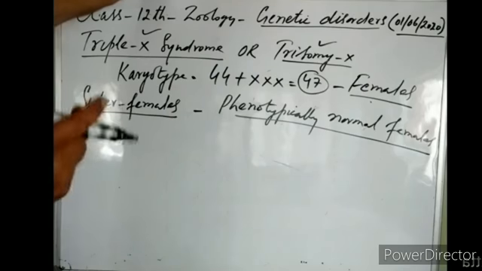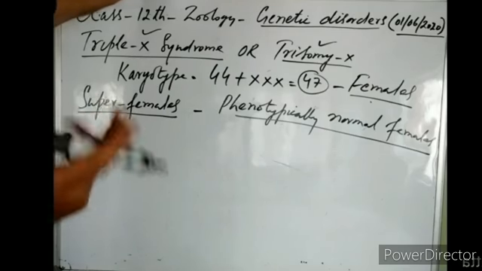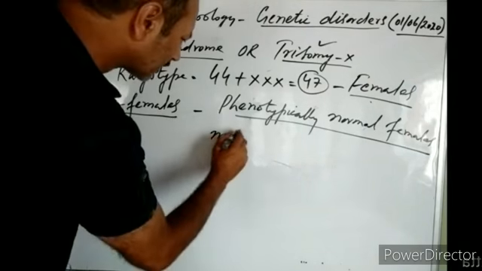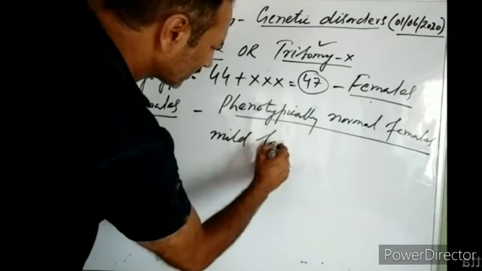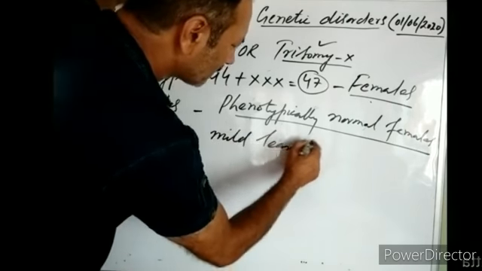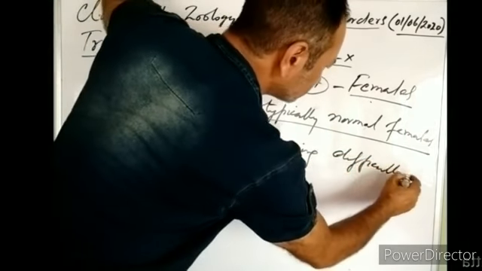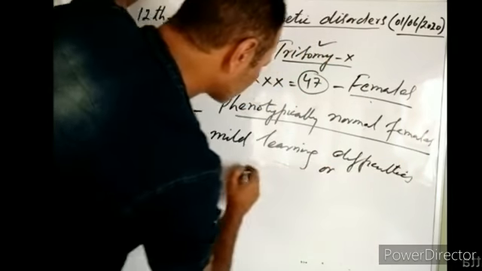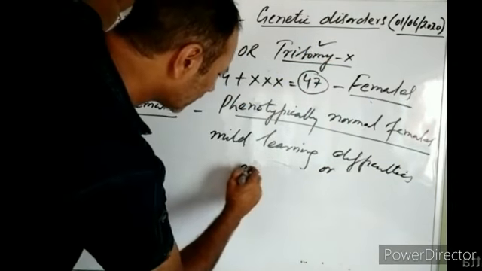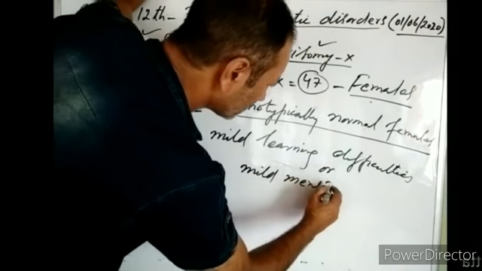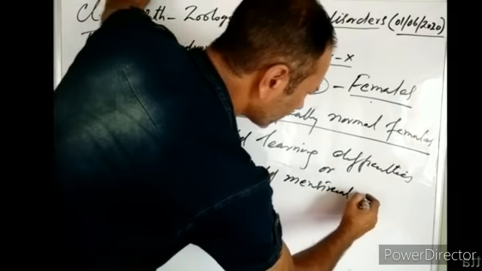And these females live a normal life. They don't face any problem. They only suffer from some mild learning difficulties, or they may sometimes suffer from mild menstrual irregularities.